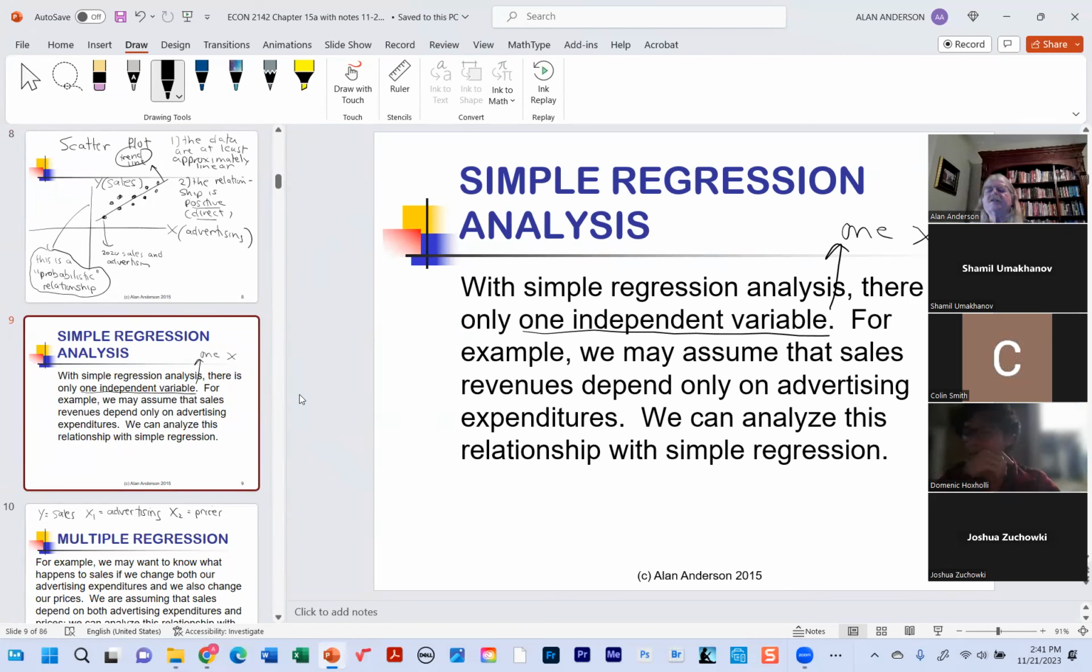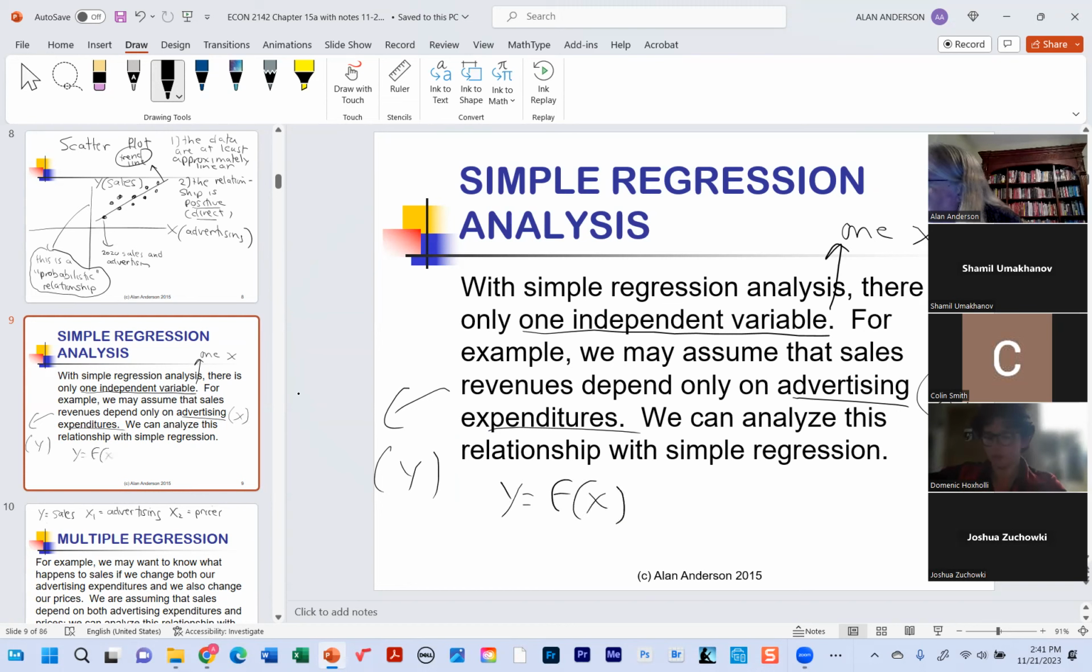Okay, so let's say that we've decided that our sales do in fact depend on advertising. We can analyze this relationship with simple regression analysis because we can think of the advertising as the x and the sales as the y. Because we're saying y is a function of x, sales are a function of advertising.